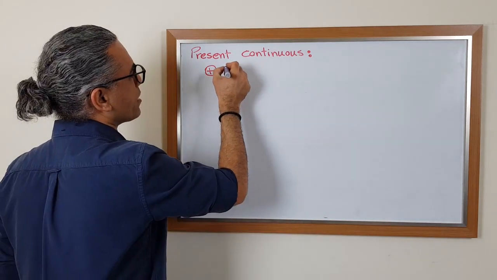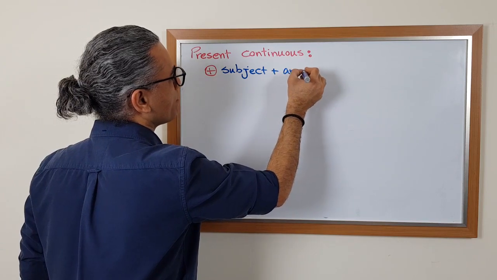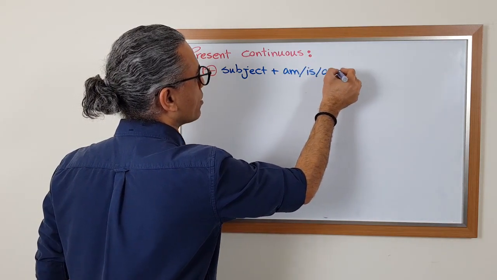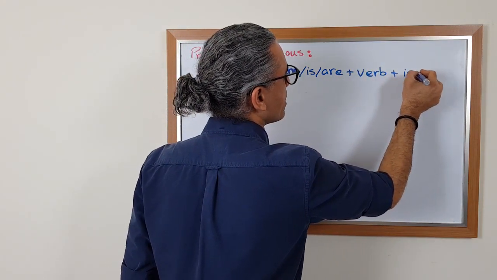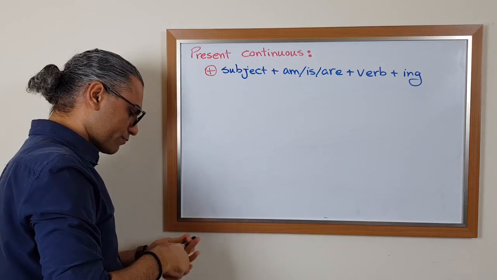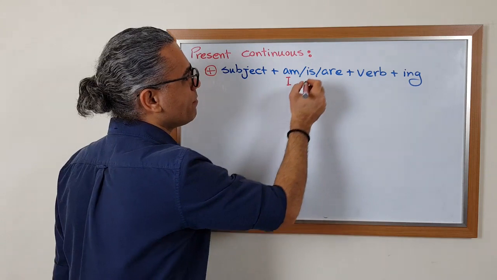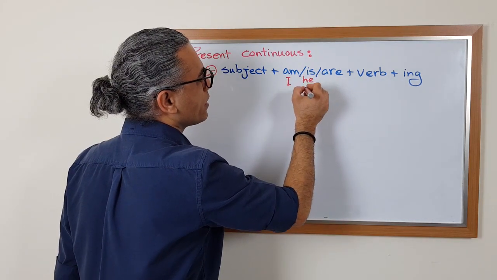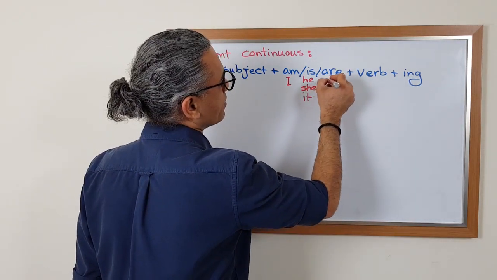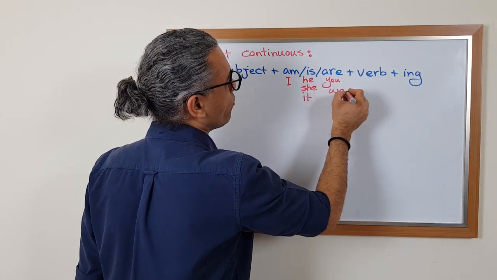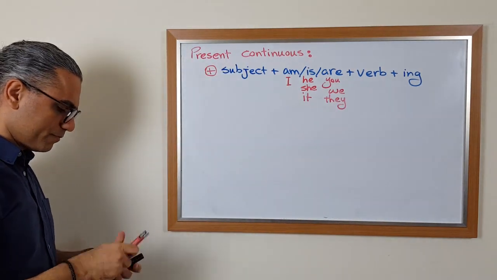Positive sentences are made by subject plus am, is, or are plus verb plus ing. And for I, we use am. For he, she, and it, we use is. And for the others, you, we, and they, we use are. Example.